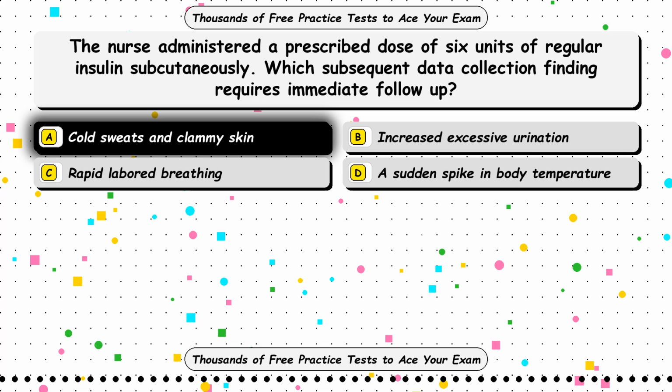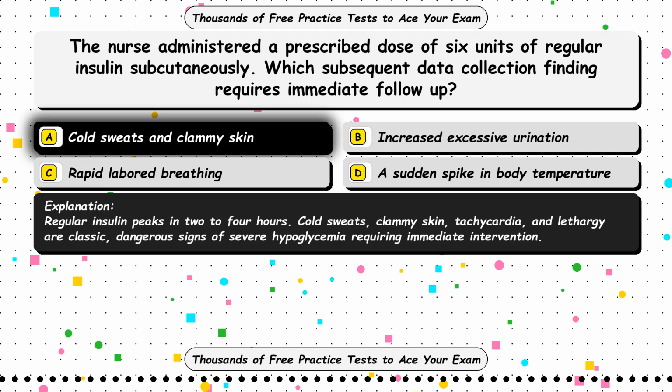The correct answer is option A. Cold sweats and clammy skin. Regular insulin peaks in 2 to 4 hours. Cold sweats, clammy skin, tachycardia, and lethargy are classic, dangerous signs of severe hypoglycemia requiring immediate intervention.